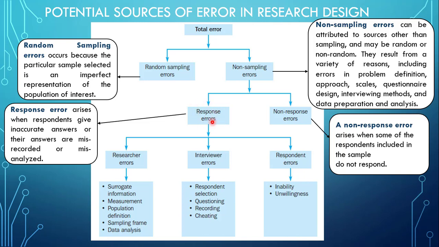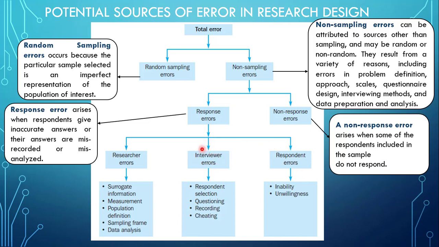The response error might be because of researcher error, interviewer error, or respondent error. Let's start from the simplest one. When you say respondent error, the respondents might not give you appropriate feedback. They might not be willing to provide the required information, or they might be unable to understand the question that you have asked. So it is a respondent error, associated with the respondents.